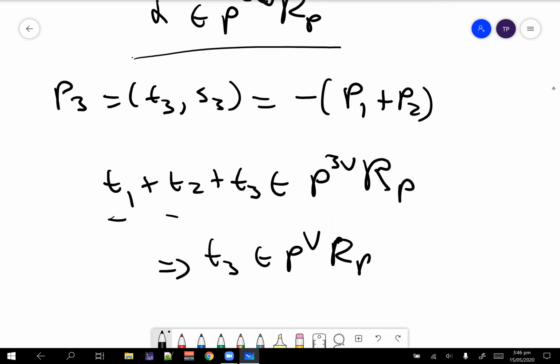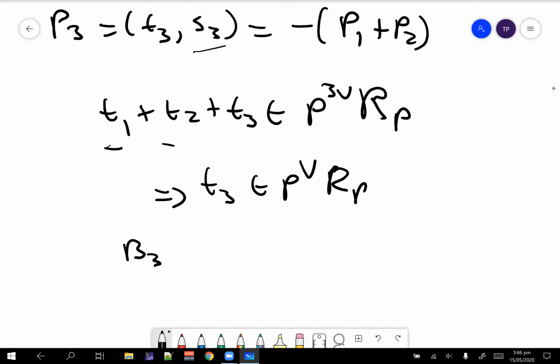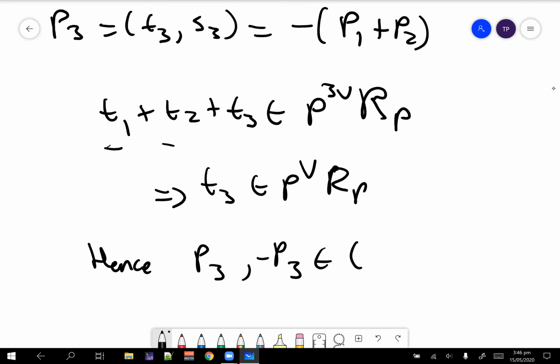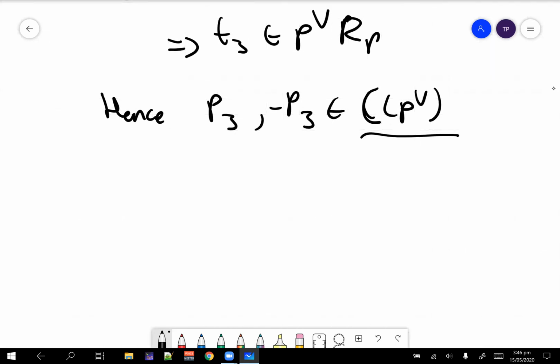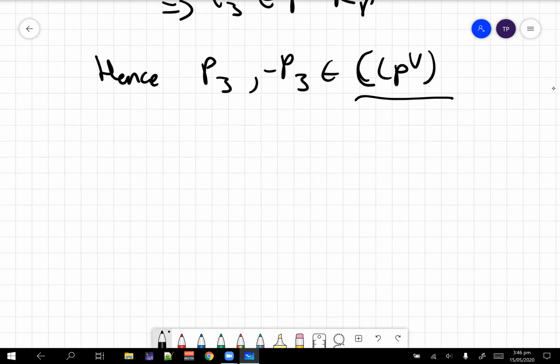And that means we also have a constraint on S3, and this just tells us that P3 is, oh, that's not the P. So hence, after a lot of hand waving, P3 and negative P3 are in C of P to the V. And that means it's closed under addition and taking negatives, and hence the thing here is a subgroup of the rational points on C. So, that was the longest part of the proof, and everything else just falls out. There's still one more technical result we need.